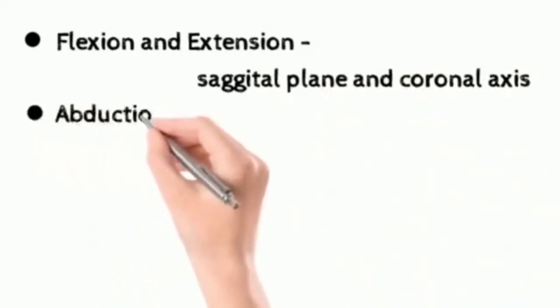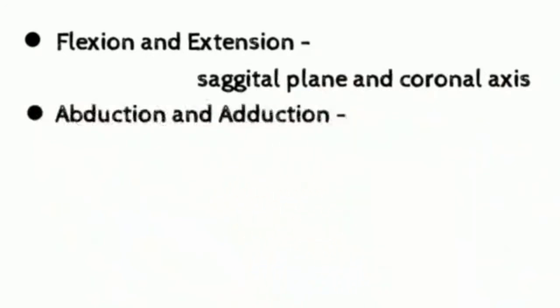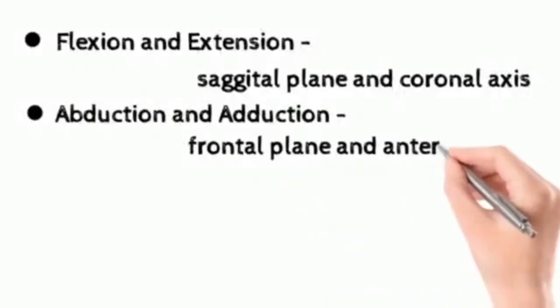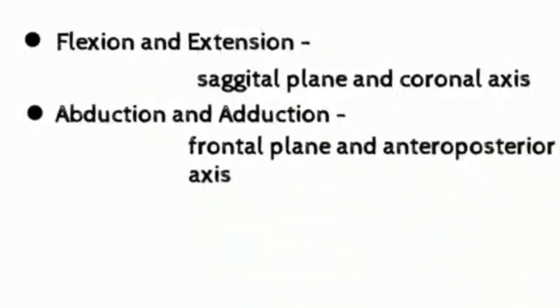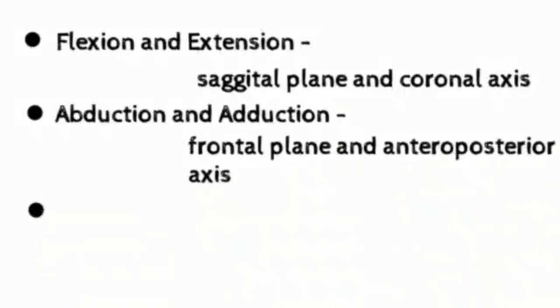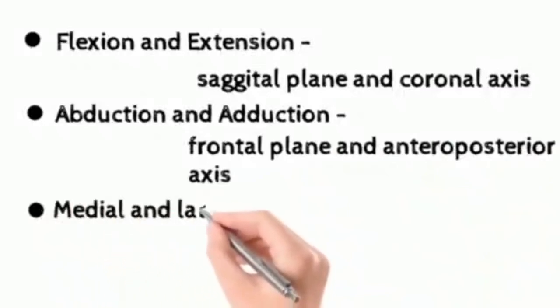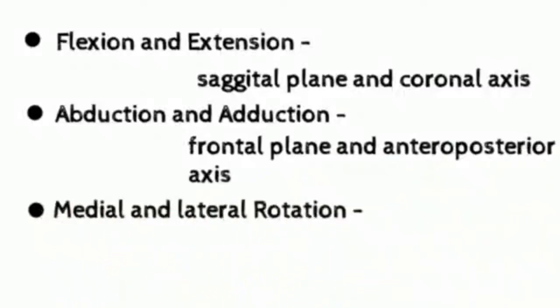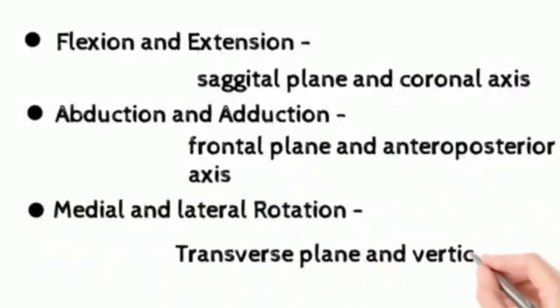Now coming to abduction and adduction, these movements also occur in the anterior-posterior axis and in the frontal plane, but in the opposite direction. Here also there is an exception, that is carpometacarpal abduction and adduction of the thumb. And now medial and lateral rotation. These are opposite motions of a segment that generally occur around a vertical axis in the transverse plane.